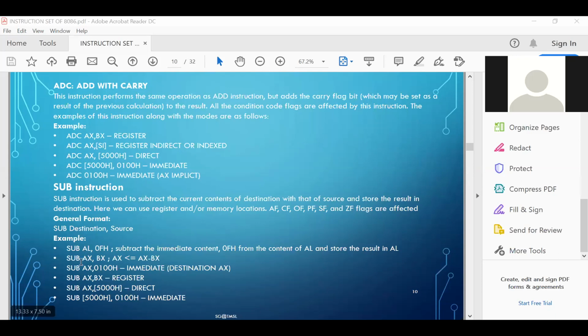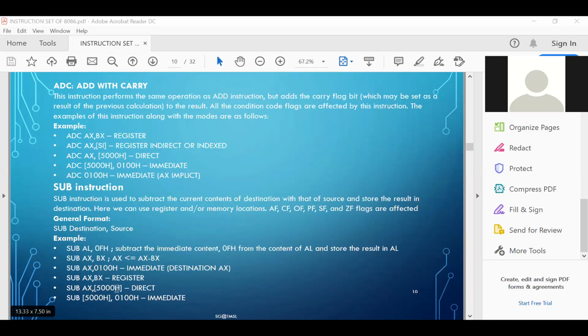Like in this case, SUB AX, BX. What is given? AX minus BX, and the result must be stored inside AX. So here BX is your source register, AX is your destination register. So always the source register must be subtracted from the destination register and the result must be stored inside the destination register. Here also, SUB AX, 0100, this is the immediate data which must be subtracted from the AX register.